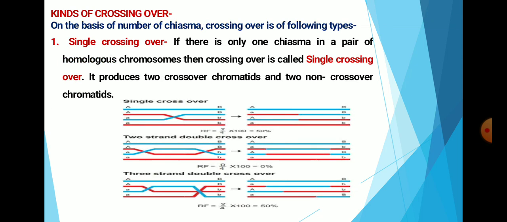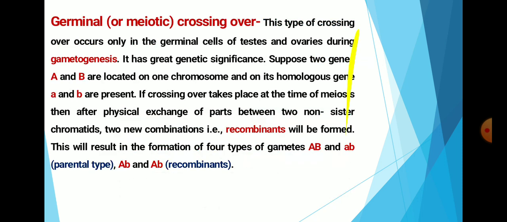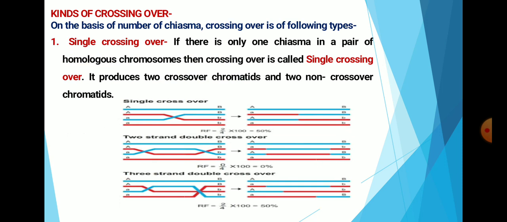Now we will talk about kinds of crossing over. On the basis of number of chiasmata, crossing over is of the following types. First one is single crossing over. If chiasma is present at only one point, this is called single crossover. It produces two crossover chromatids and two non-crossover chromatids. In this figure we can see that the outermost segments are non-crossover, whereas the middle chromatids are crossover chromatids.